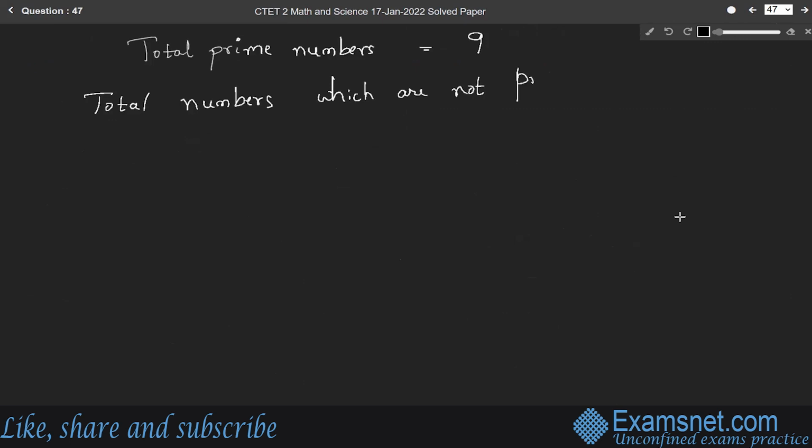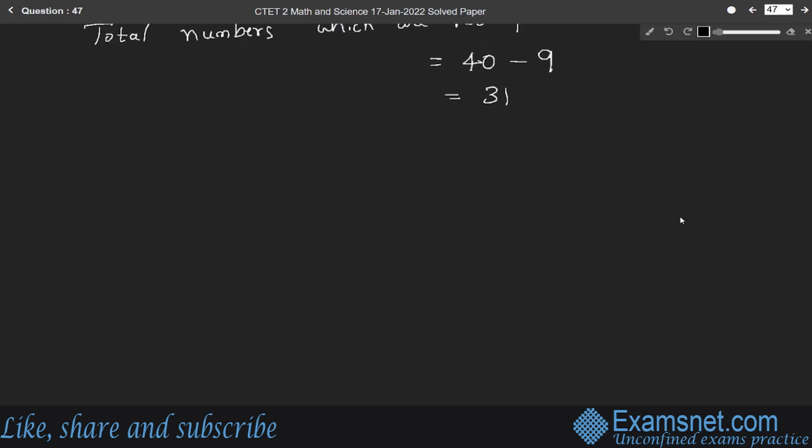Not prime. So what is the total number? There are 40 numbers from 31 to 70, and 9 of them are prime numbers. Therefore, 31 are not prime numbers.